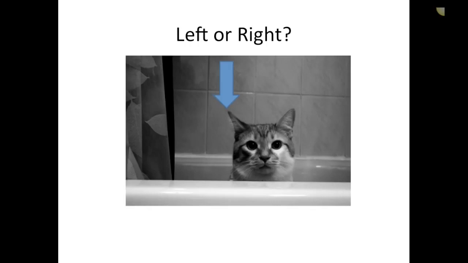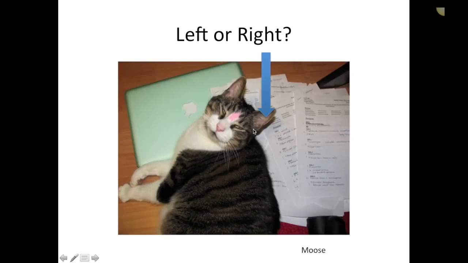So if we're looking at them dead on, of course it's going to be opposites. This kitty cat is looking at us. I'm pointing to this ear right here. That's its right ear. Same with this little guy.